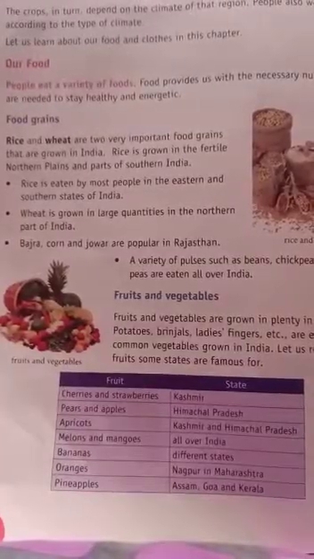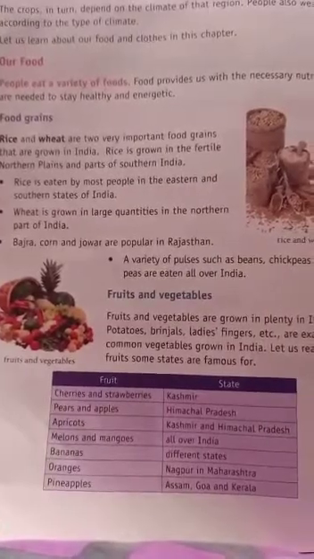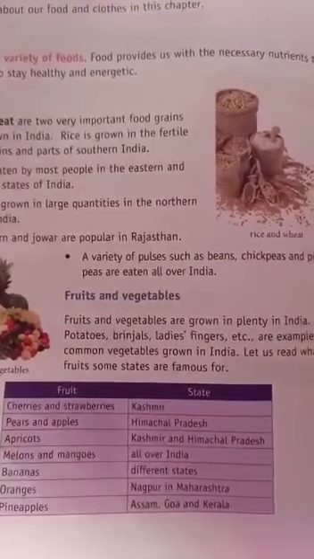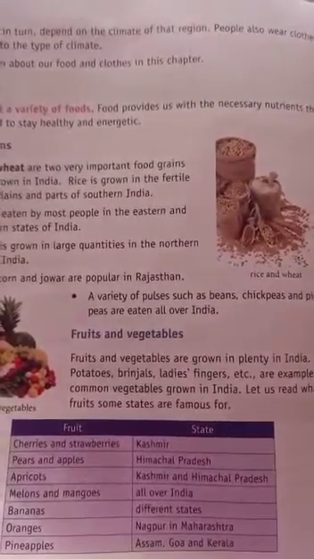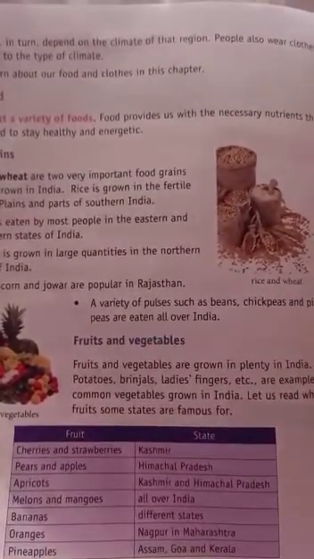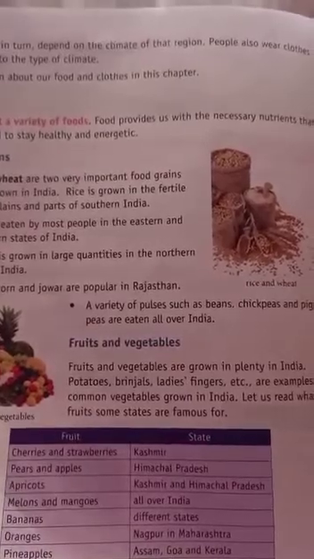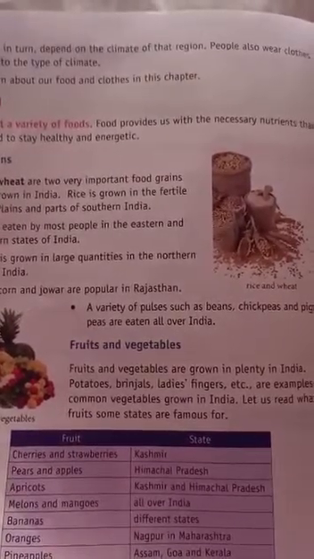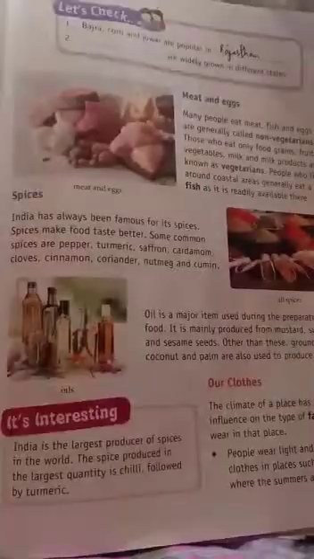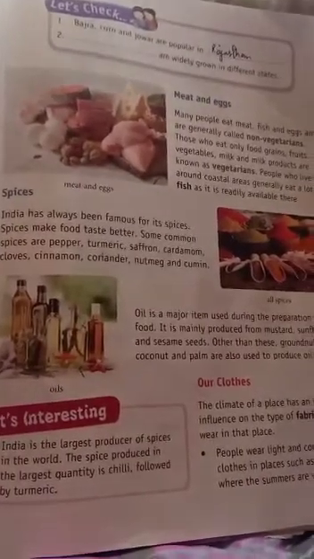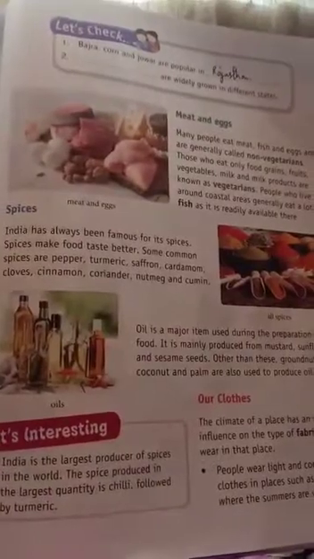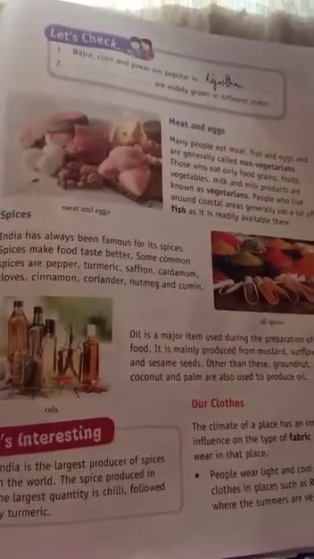And so what is the benefit of eating fruits and vegetables? These fruits and vegetables are called protective foods. Why? Because they keep our body healthy and protect our body from illness. Okay? And if I ask you, where do we get our food from? We get our food from both plants and animals.